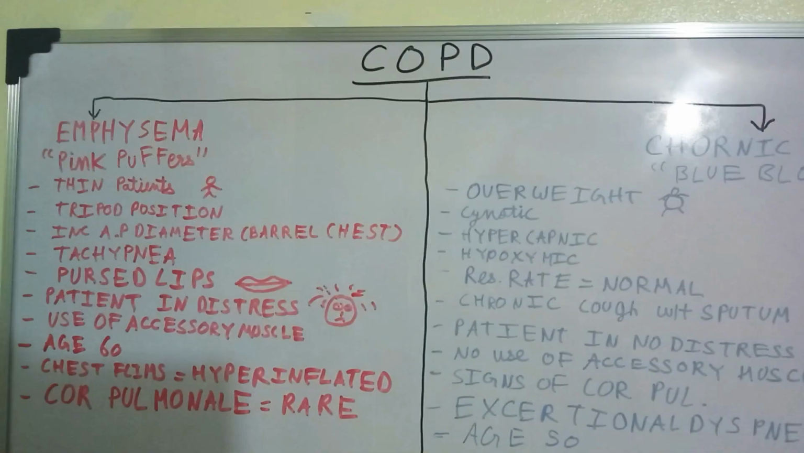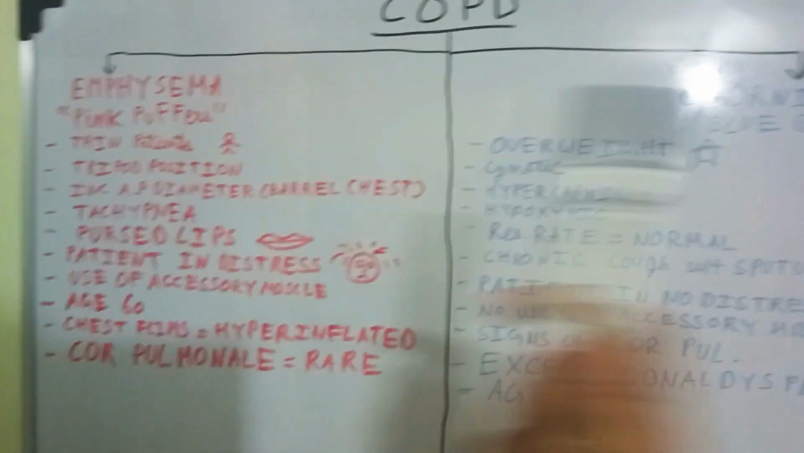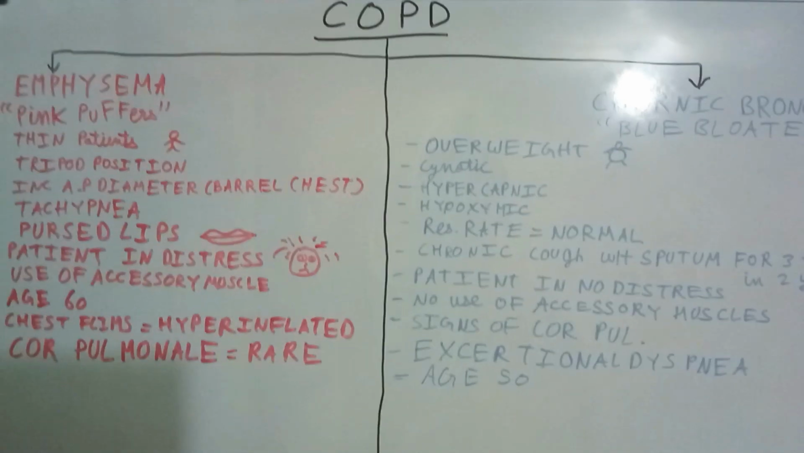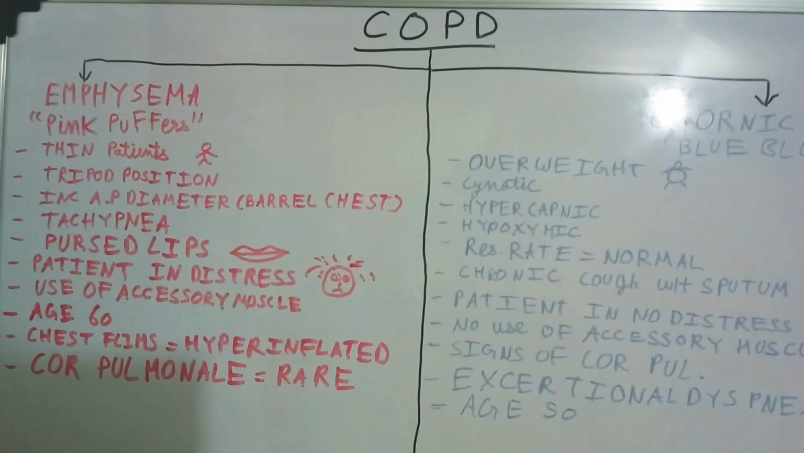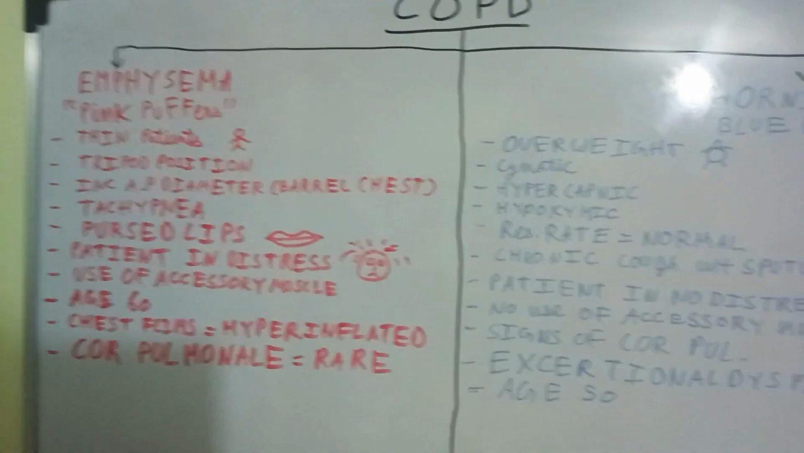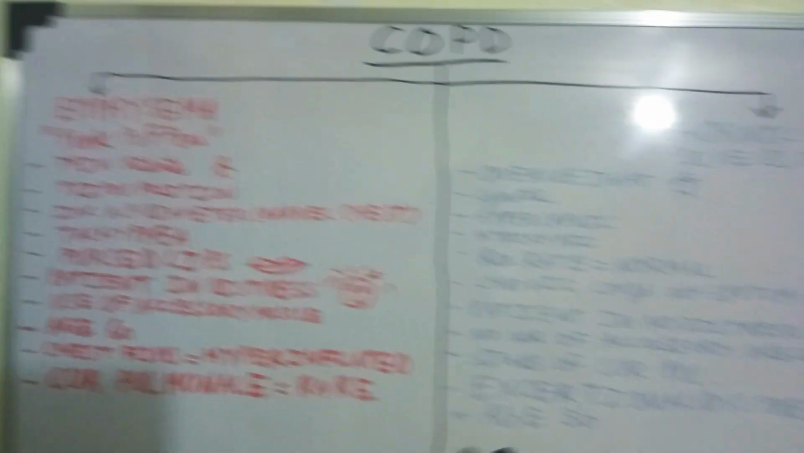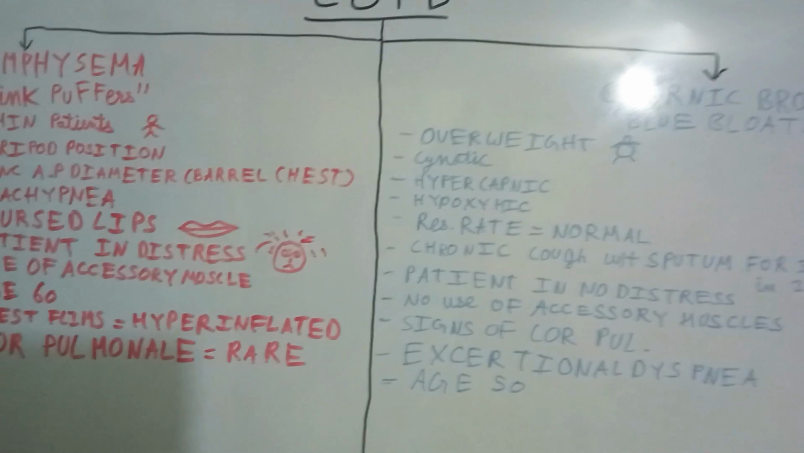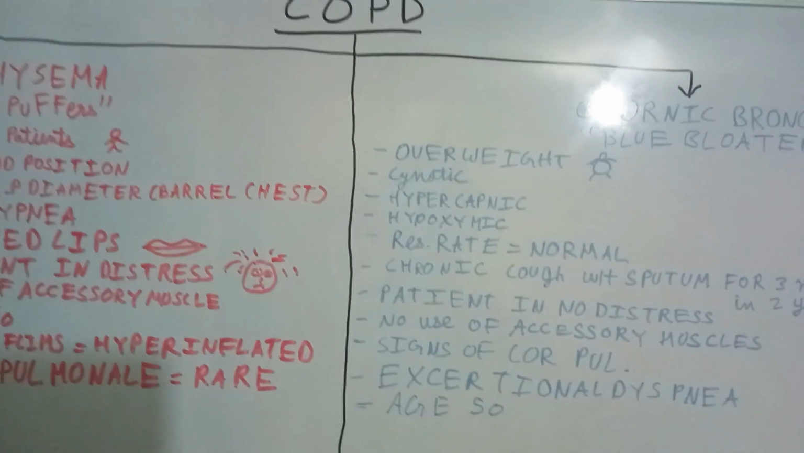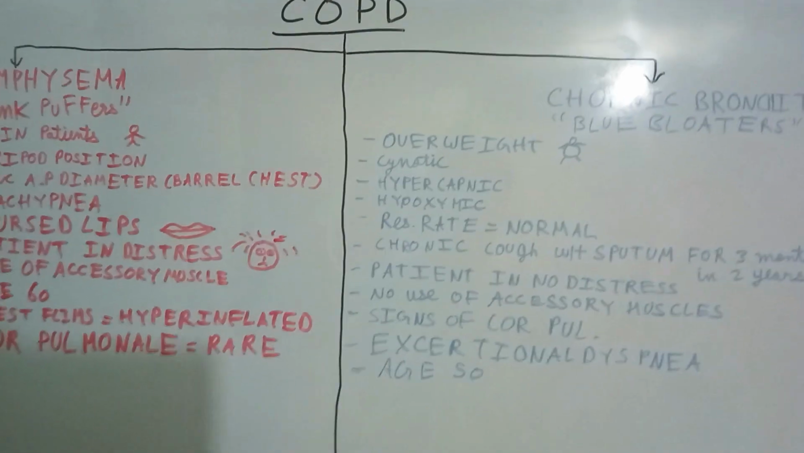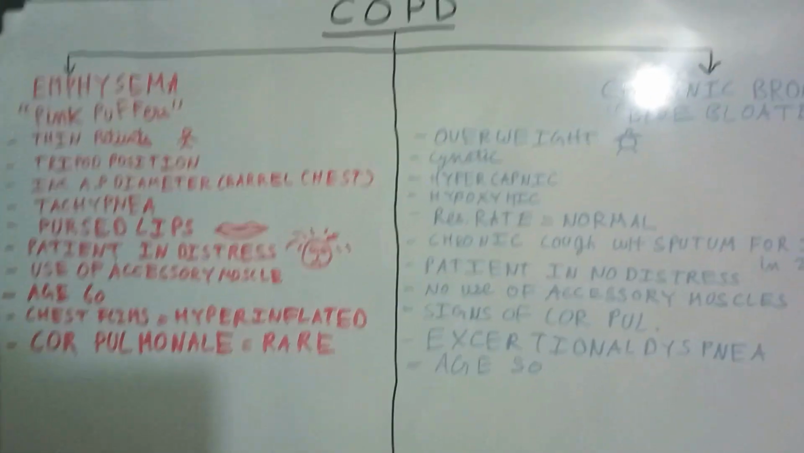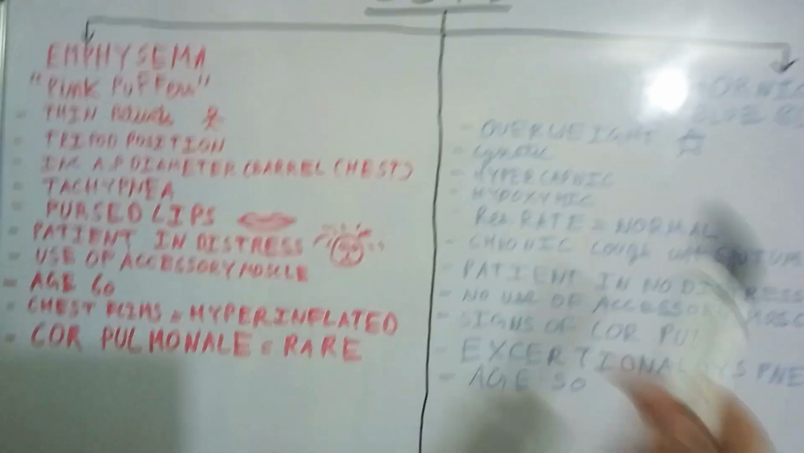As we know, COPD consists of emphysema and chronic bronchitis. When a patient shows up with symptoms of COPD, he or she shows mixed symptoms of emphysema and chronic bronchitis. Pure chronic bronchitis or pure emphysema is also possible in a patient, but it is quite rare. So COPD usually consists of these two.